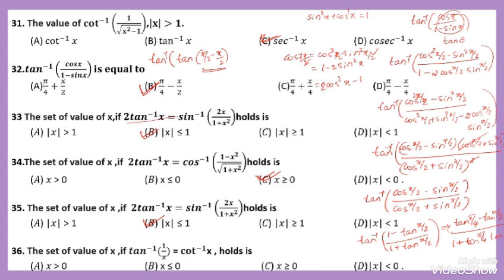Okay, again, the set of values of x if tan inverse of 1 by x is equal to cot inverse of x. Tan inverse of x is equal to cot inverse of x. This is homework for you all.